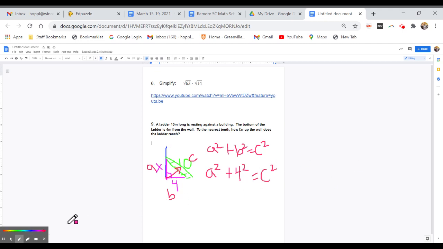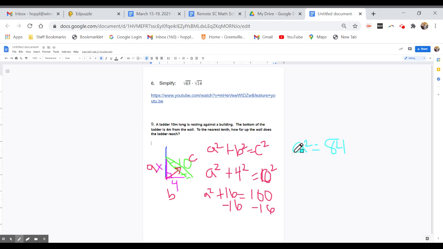Just going to continue simplifying here. A squared plus 4 squared, or 4 times 4, gives me 16. And that should actually be a 10 here. I keep getting myself confused. Equals 100. 10 squared, 10 times 10, gives me that. So I'm going to subtract 16 from both sides to get A by itself. Basic multi-step equation here. I'm left with A squared equals 100 minus 16, which is 84.